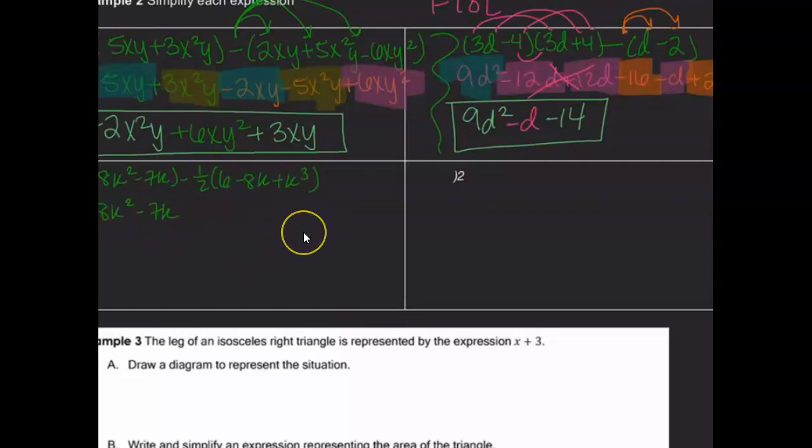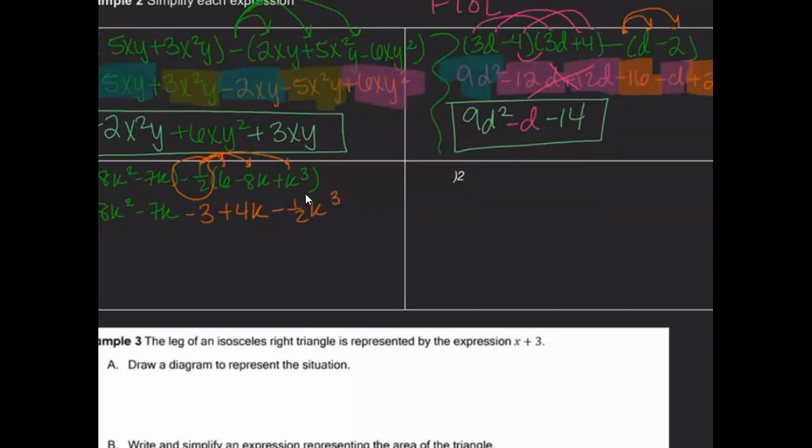But here, I know I'm going to distribute not just that 1/2, but that negative 1/2. So negative 1/2 of 6, or half of 6 is 3, so negative 3. Negative 1/2 of negative 8, or half of 8 is 4, and negative is positive, so positive 4k. And then negative 1/2 times k cubed is just negative 1/2 k cubed.